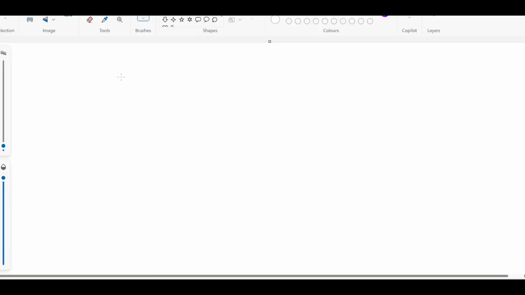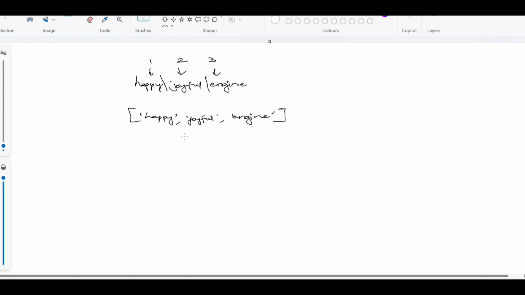Let's also understand how the numbering is given. There are different mathematical calculations behind how the numberings are given, but let's say your text has these three words: happy, joyful, engine. Whatever text you have given to the transformer model, that text has these three words, and now that text is divided into tokens. Now happy is one token, joyful is another token, and engine is another token. As I discussed earlier, computers can't understand the text, so it has to be converted into numbers.